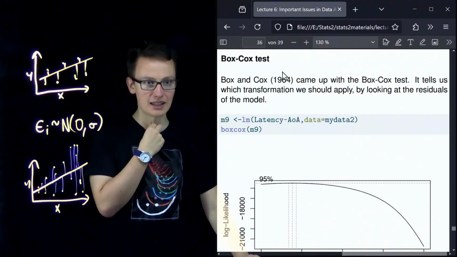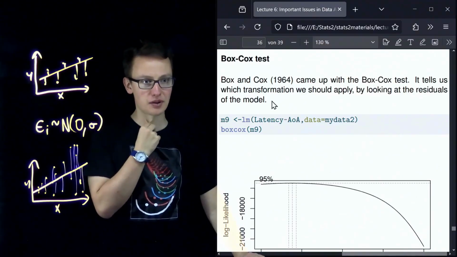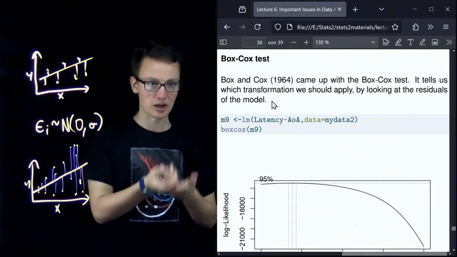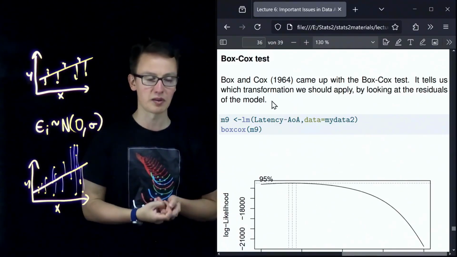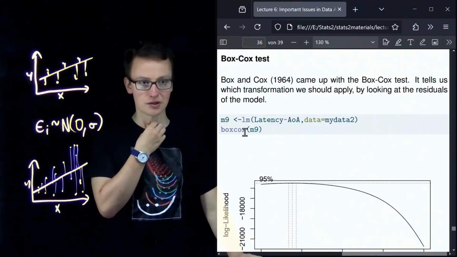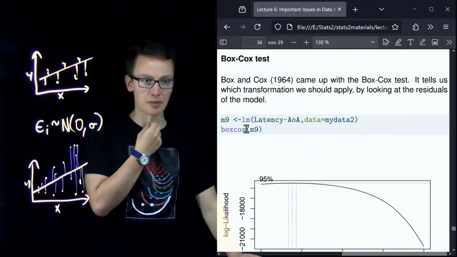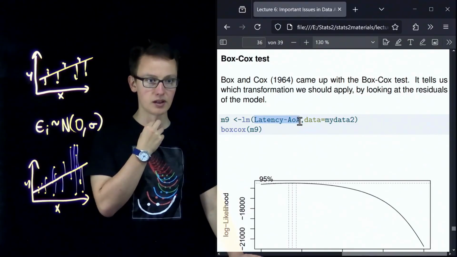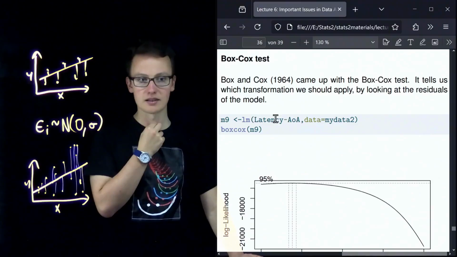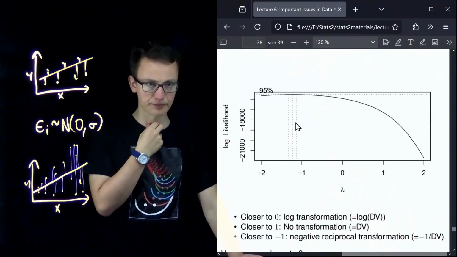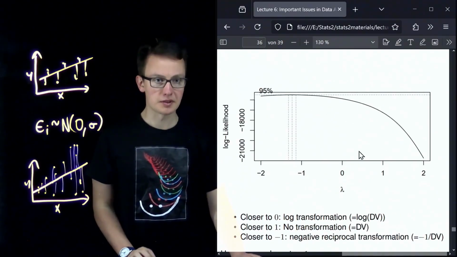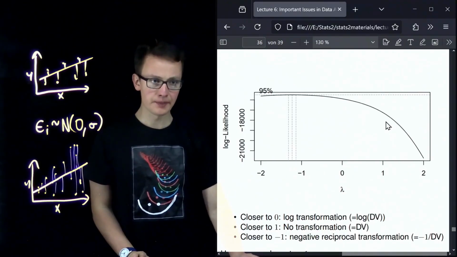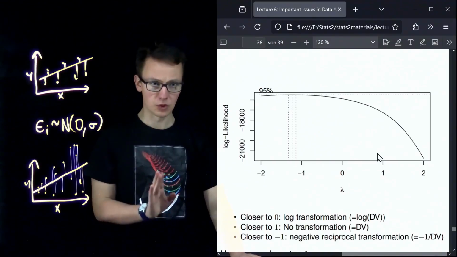And here in R, this will also give us information about which transformation we should apply to make the data more normal. So there's this Box-Cox function in R, which we can apply to a fitted linear model. For example, let's say this linear model predicting latency based on age of acquisition. And so the output of this Box-Cox function in R is actually this plot right here that you can see, where you have to read it as follows.